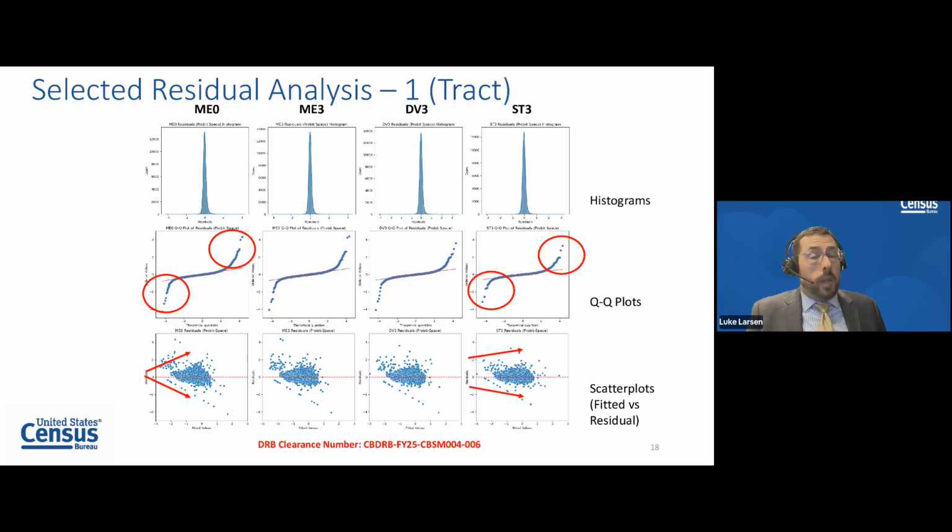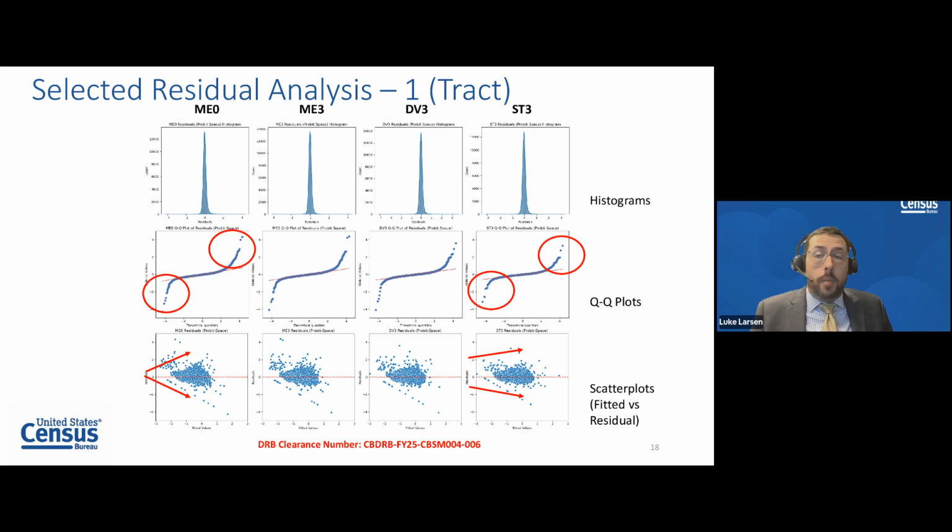At the QQ plots, I've highlighted areas where we would prefer to see a tapering of the sigmoidal shape to be a little closer to the diagonal line. And we do see that as we increase in complexity from ME0 over to ST3. The closer it is to that straight line, the better representation of normality we see in those residuals.